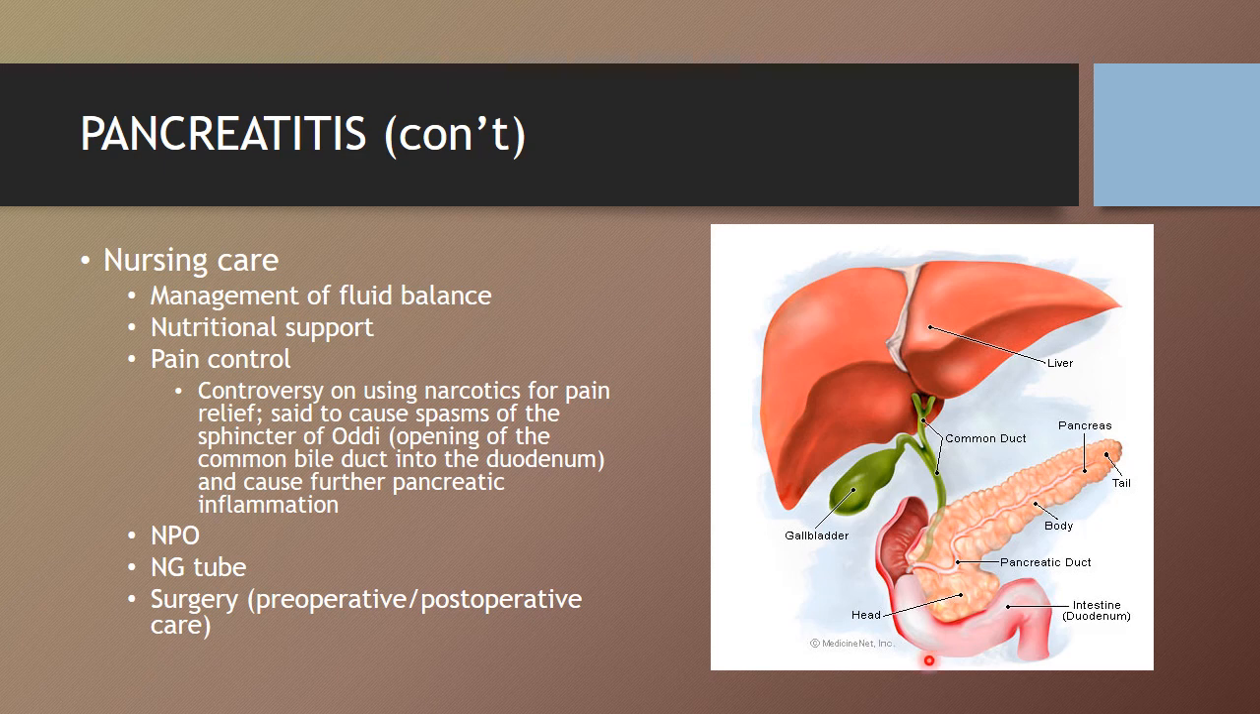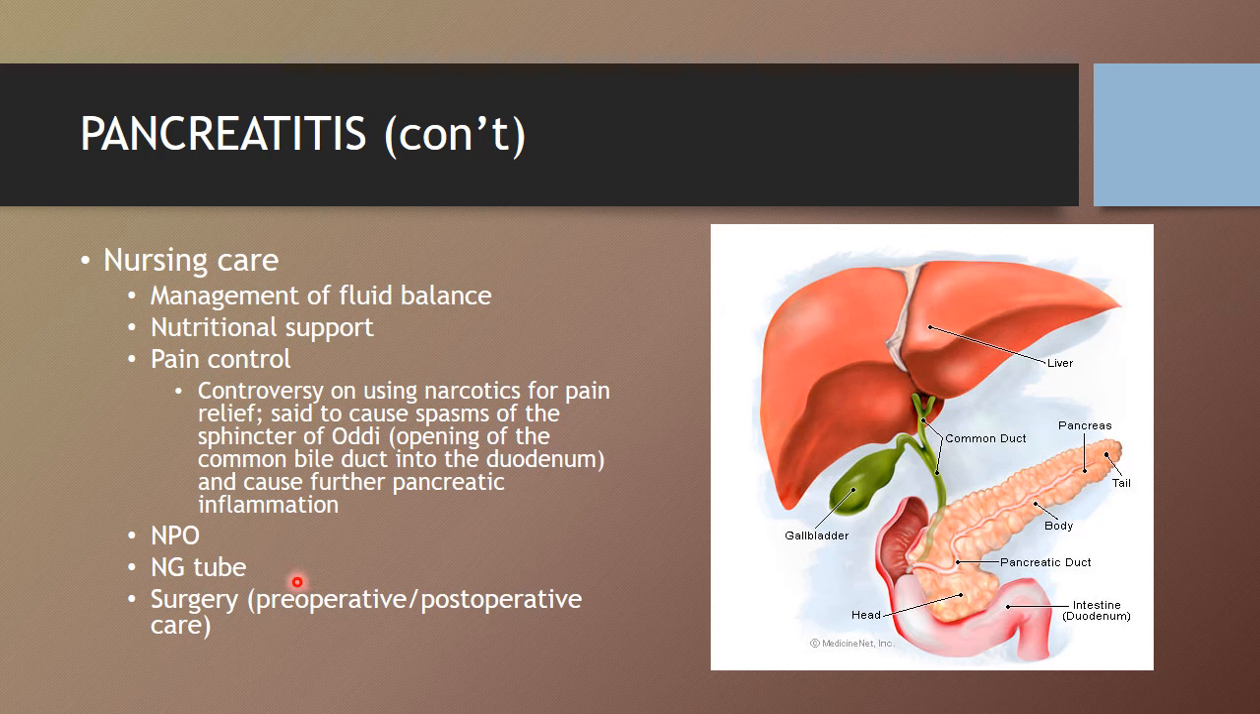So you can see we've got our common duct right here, so it goes up in here, and then the sphincter of Oddi is going to be down here, so it can cause a lot of problems, like pancreatic inflammation. So you may hear some controversial talks about that. Patient will be NPO, and we'll have that lovely NG tube still.